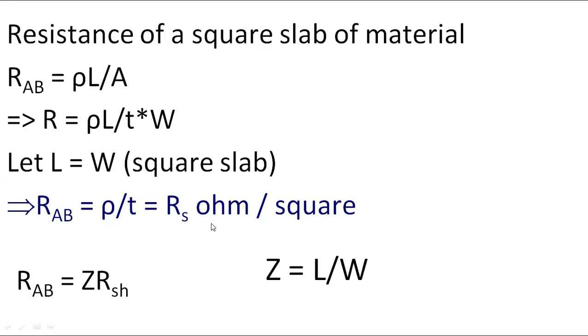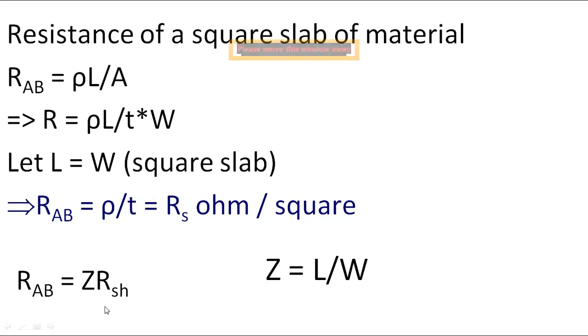The sheet resistance is expressed in ohms per square. Resistance is measured in ohms; sheet resistance is measured in ohms per square. Here the resistance R equal to Z, where Z is nothing but L divided by W. The sheet resistance equal to rho divided by T is nothing but the sheet resistance.